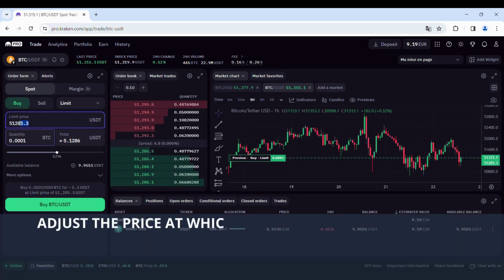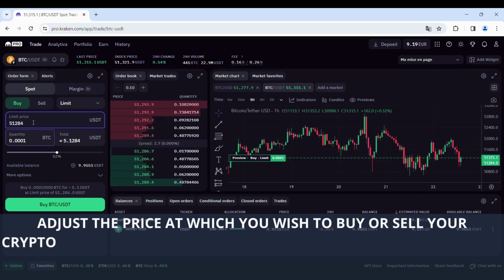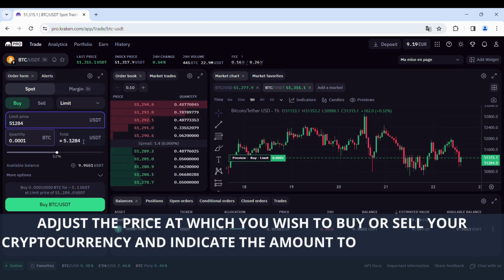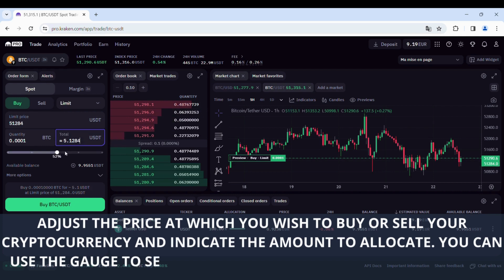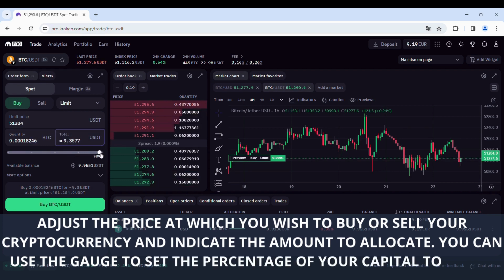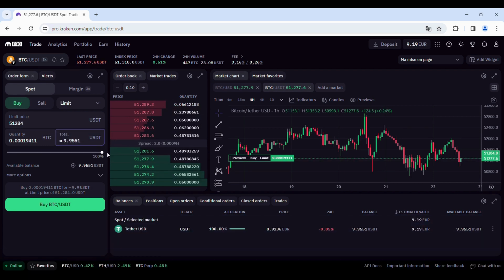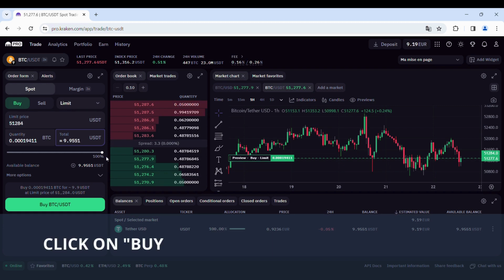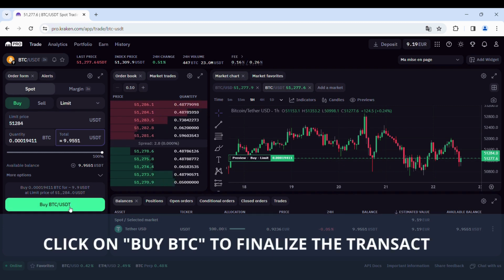Adjust the price at which you wish to buy or sell your cryptocurrency and indicate the amount to allocate. You can use the gauge to set the percentage of your capital to invest. Click on Buy BTC to finalize the transaction.